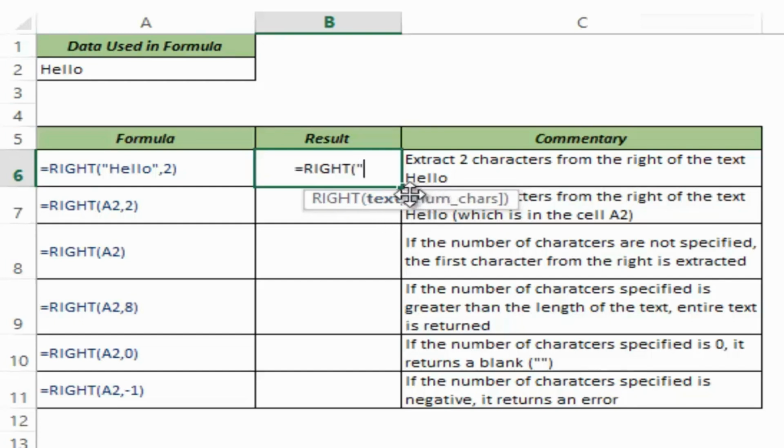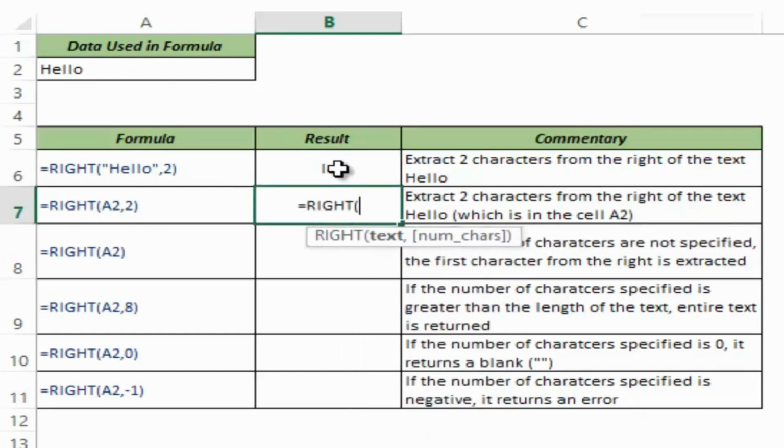So in this case, let me manually type hello, and I give the number of characters as 2. This returns the two rightmost characters of that string. So in hello, L and O are the two rightmost characters of the string, and hence the right function returns this. I can use a cell reference instead of manually typing it, and again it gives the same result when I ask for the two rightmost characters.